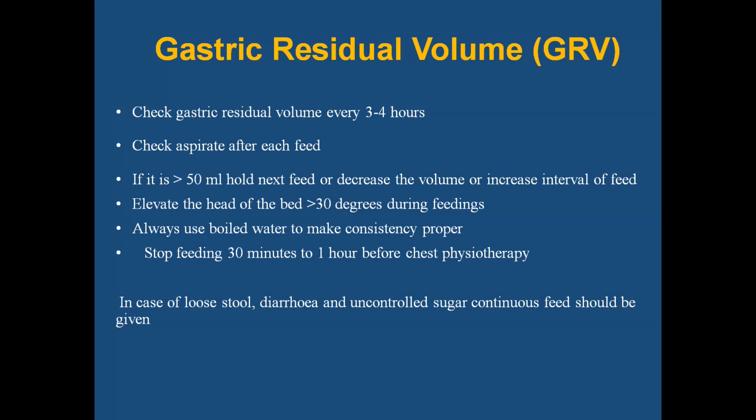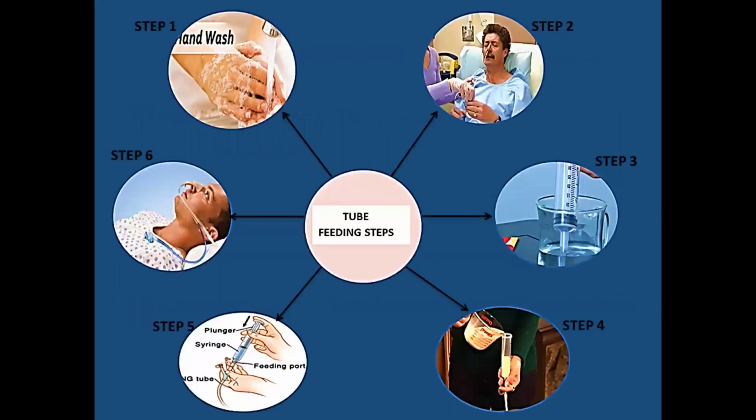during feed. Always use boiled water to make consistency proper, and stop feeding 30 minutes to 1 hour before chest physiotherapy. अगर चेस्ट फिजियोथेरेपी हो रही है किसी भी पेशेंट की, तो आपको 30 या 1 आवर्स के बाद फीडिंग को स्टॉप कर देना चाहिए. In case of loose stool or diarrhea and uncontrolled sugar, then continuous feed should be given. These are the tube feeding steps.